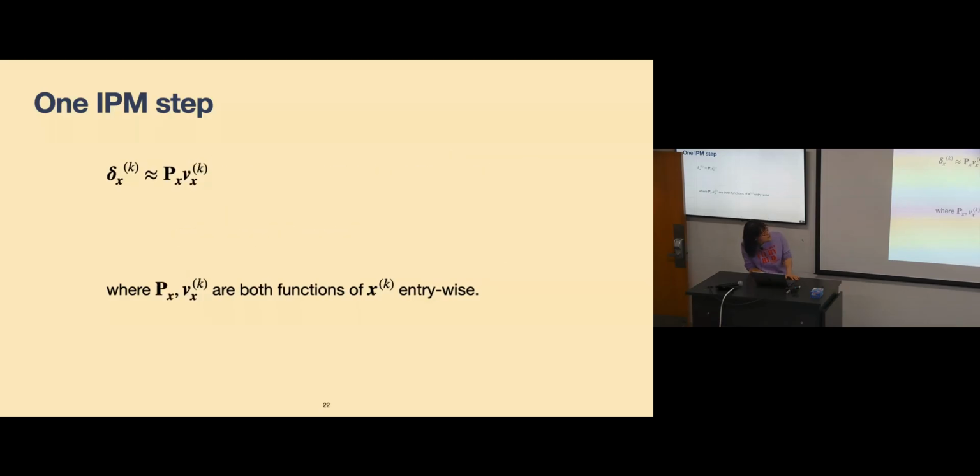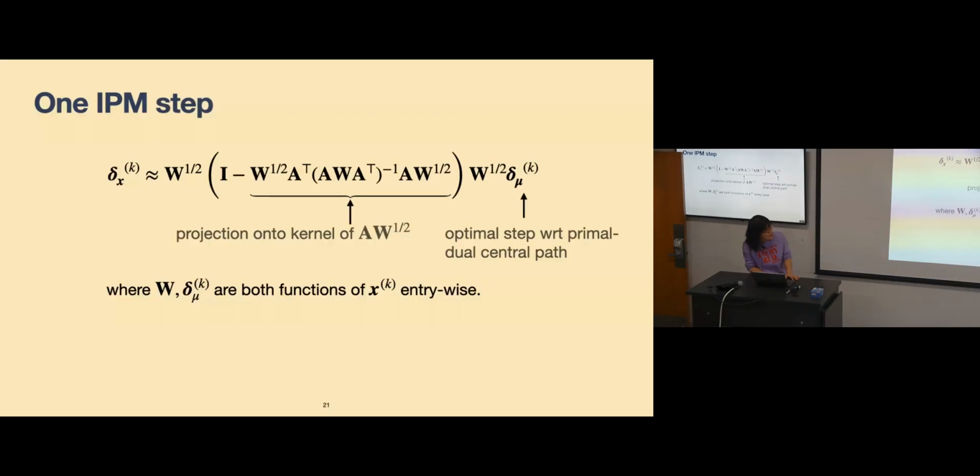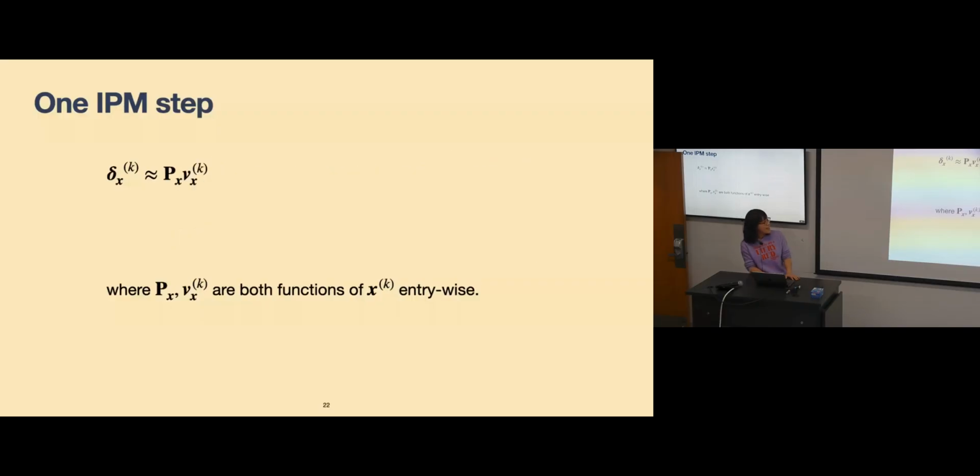And here, I'm just rewriting this large expression as something like a projection of the direction that we want to go. Okay, so that's the classic interior point method.